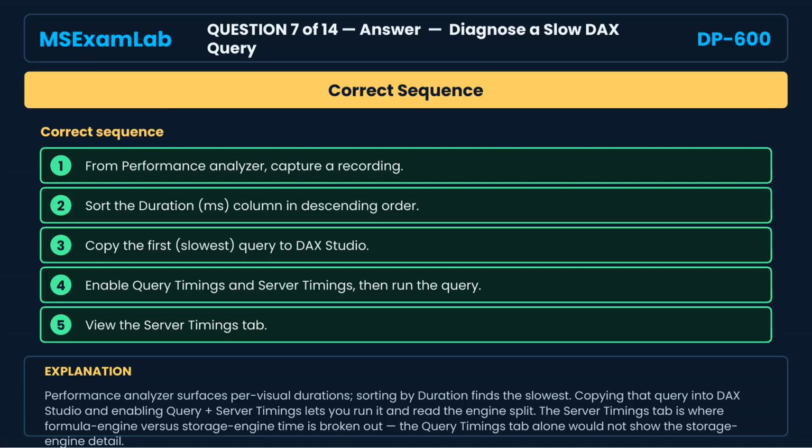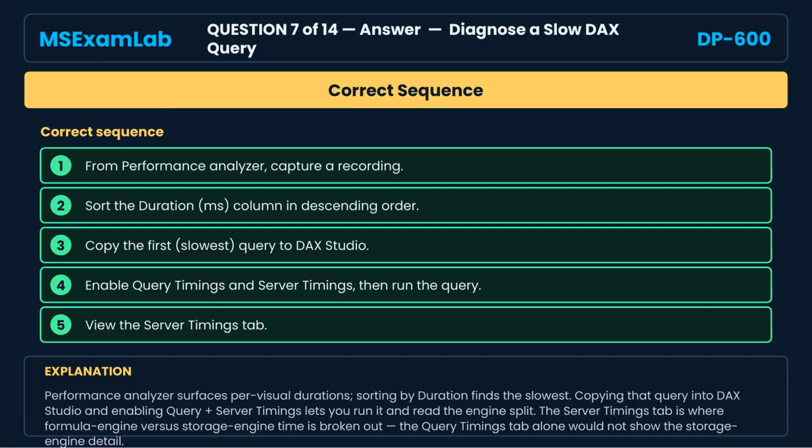The correct sequence is 1. From Performance Analyzer, capture a recording. 2. Sort the duration, milliseconds column in descending order. 3. Copy the first, slowest query to DAX Studio. 4. Enable query timings and server timings, then run the query. 5. View the Server Timings tab.